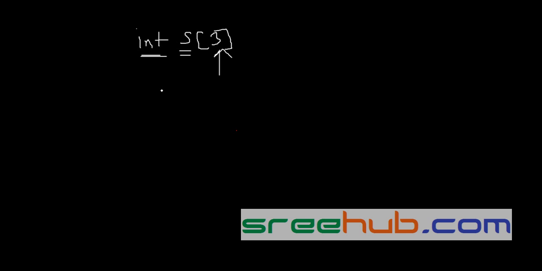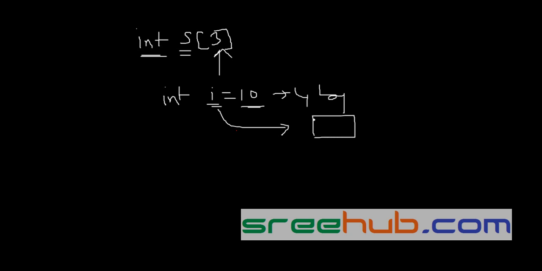Whenever you say something like int i is equal to 10, it is 4 bytes, which means it's only storing one value. This value will be saved in a separate memory, a box will be created with 10 in it. This is the same as C++. Now when I say s of 3, 3 parallel memory locations will be created in this way, and 3 values will be saved.